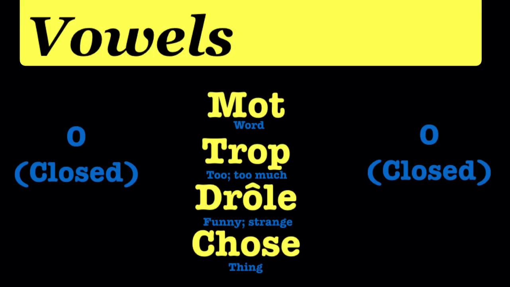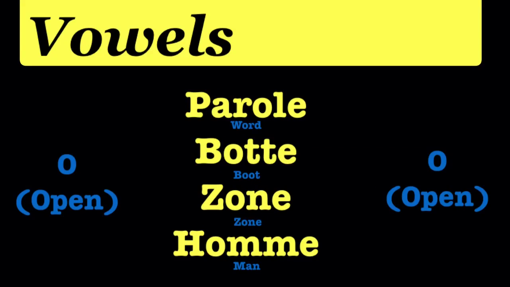So now let's take a look at the open O. So again, the open O sounds more like O, and this is when you have O followed by a pronounced consonant, with the exception of the combination O-S-E. So here we have some examples. Parole, botte, zone, homme. So the O is more open. It comes somewhere between the sound O and A.